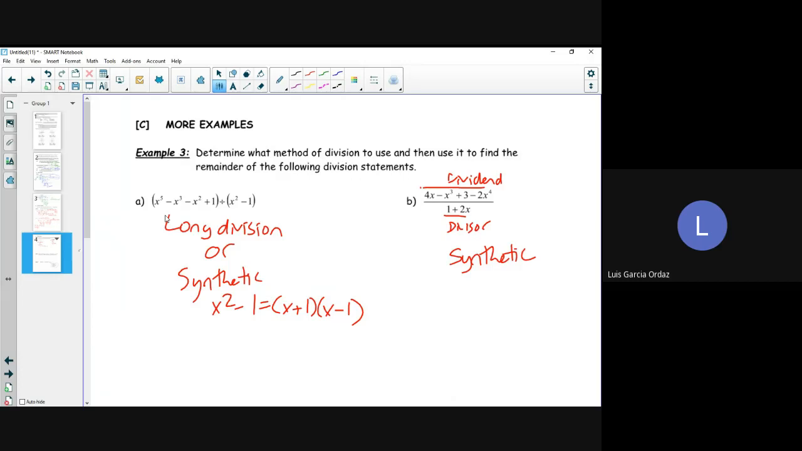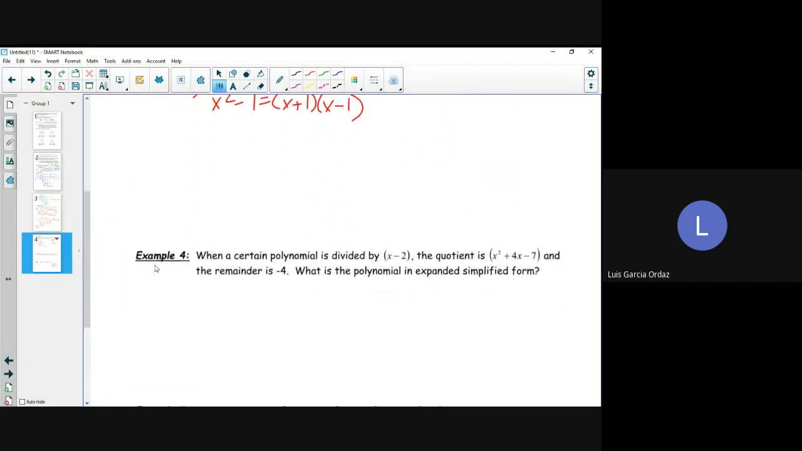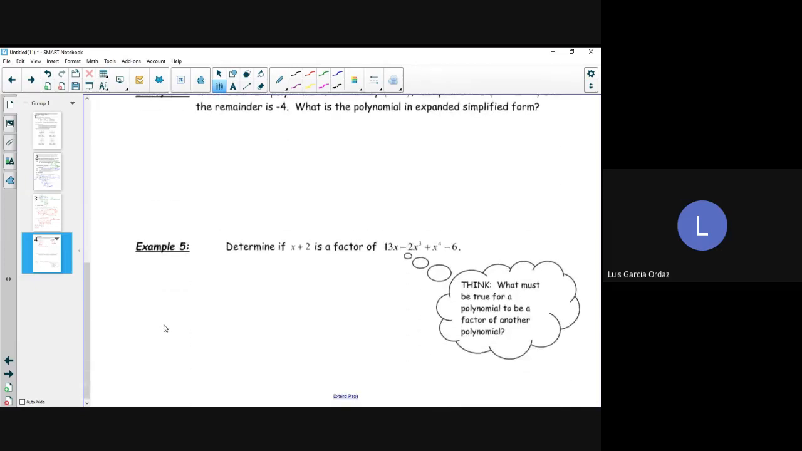And then we're going to do the last one, example number 5. So we want to determine if x plus 2 is a factor of 3x minus x cubed plus 4 minus 6.